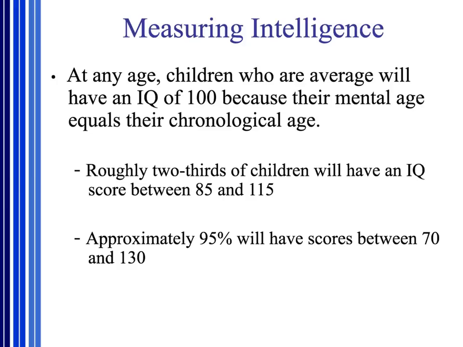At any age, children who are average will have an IQ of 100, as we've discussed, because their mental age equals their chronological age. Roughly two-thirds of children will have an IQ score between 85 and 115, which is around the average. Approximately 95% will have scores between 70 and 130. Picture the bell curve in your head. Does this fall in line with the bell curve?